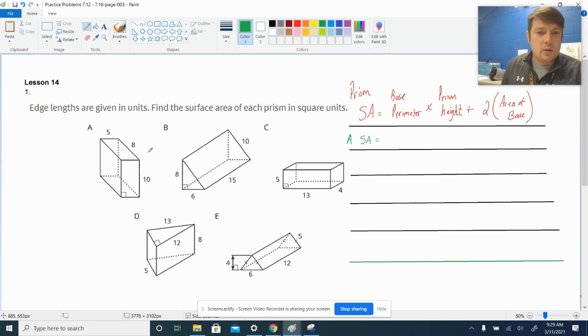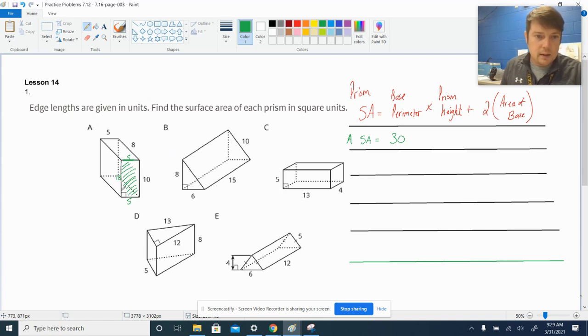Now, with a rectangular prism like A and C, it doesn't really matter which face you choose as your base. I'm going to pick this as my base. All right. So the first thing I need to do to find the surface area is find the perimeter of this shape. I know these are 10s on the side, and I know that they're 5s on the top and bottom because of the opposite side. So my perimeter will be 10, 20, 25, 30. So 30 is the perimeter of my base.